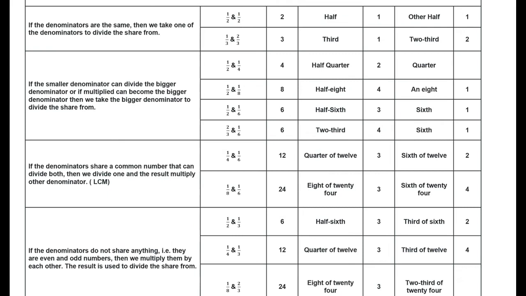If the case contains more than one fraction, we look at the relationship between the denominators. If they are similar, like half and half, we only use one of them. So the total share will be from 2. So half of 2 is going to be 1, and the other half will be 1. And if the denominators are the same, 1/3 and 2/3, the total share will be 3. 1/3 is 1, 2/3 is 2. So they all end up being 3.